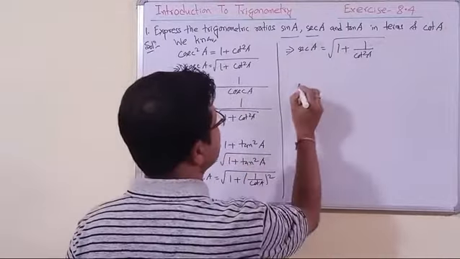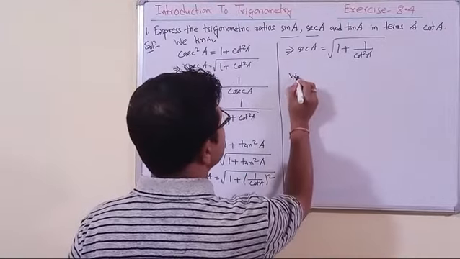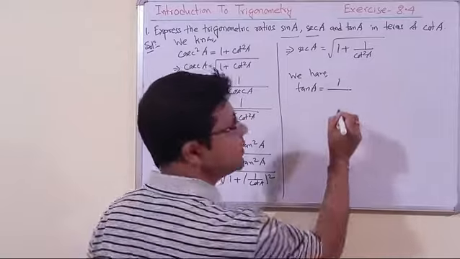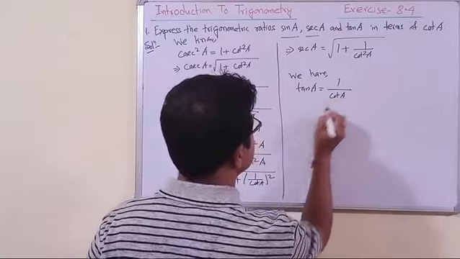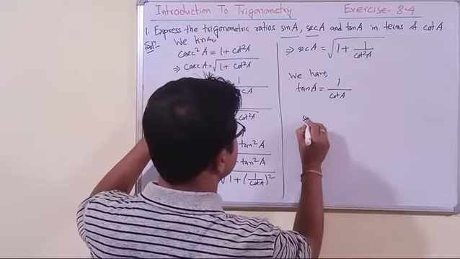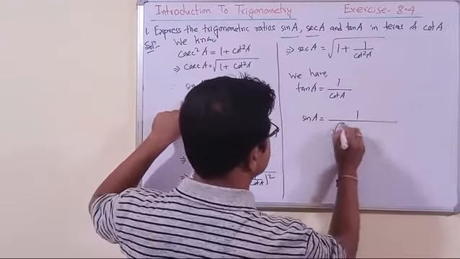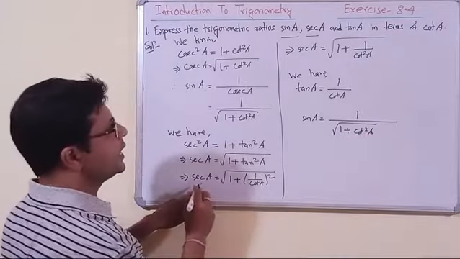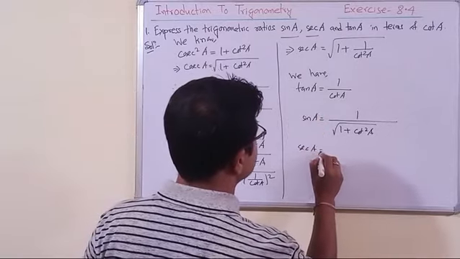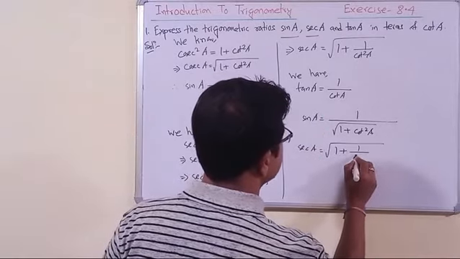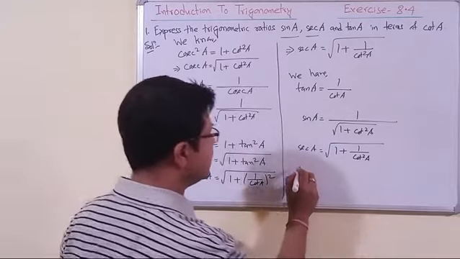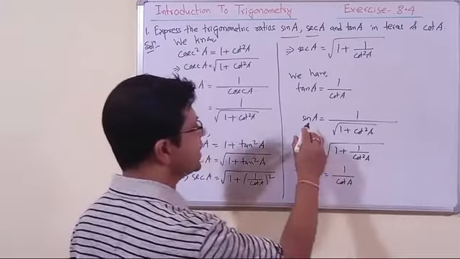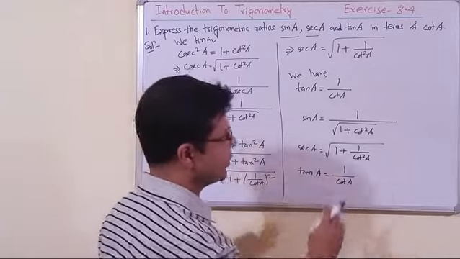Then tan A is left. This one is very easy. tan A is the reciprocal of cot A, right? So we have got the answers: sin A is 1 by square root of 1 plus cot square A. Sec A is the square root of 1 plus 1 by cot square A. After that, tan A is 1 by cot A. So sin A, sec A and tan A we have converted to cot A. Alright students.